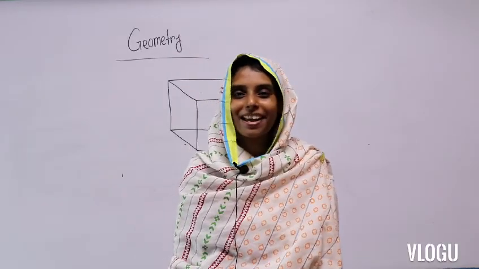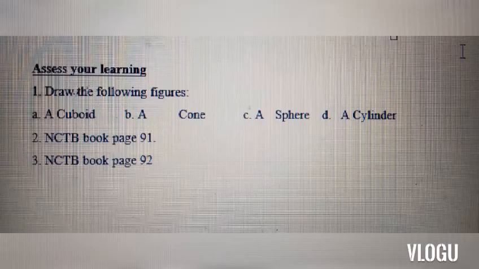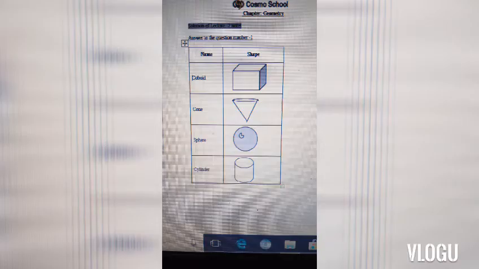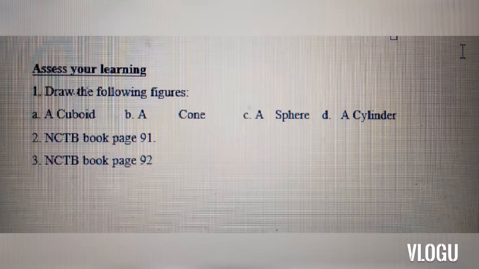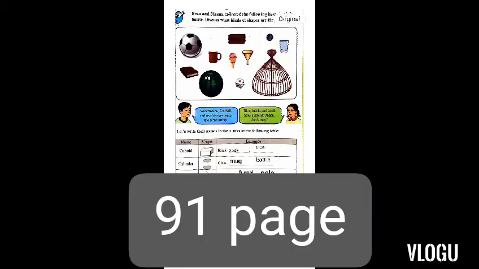Let's try to solve the exercises. Question number 1. Draw the following figures. You have to draw the following figures. Here is the answer pattern. Question number 2, page 91. Reza and Mina collected the following items in their house. Discuss what kinds of shapes there are. Let's write their names in the blanks in the following table. With the help of the picture, we have to fill the table.